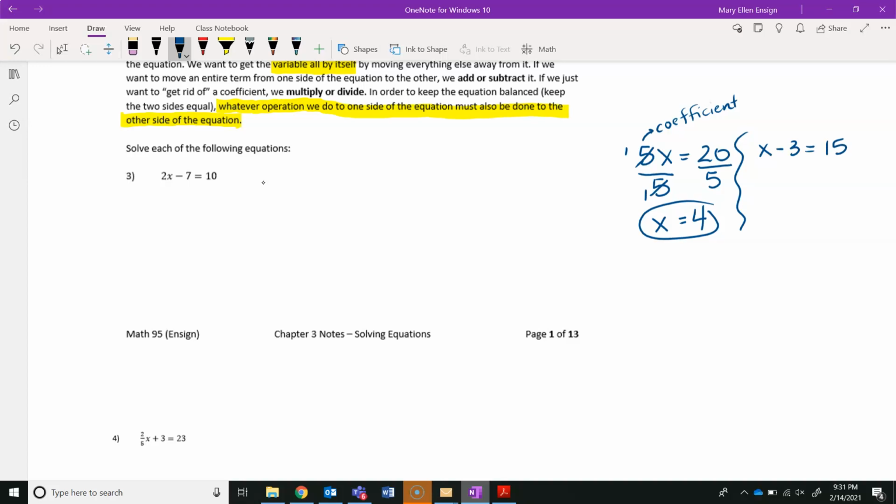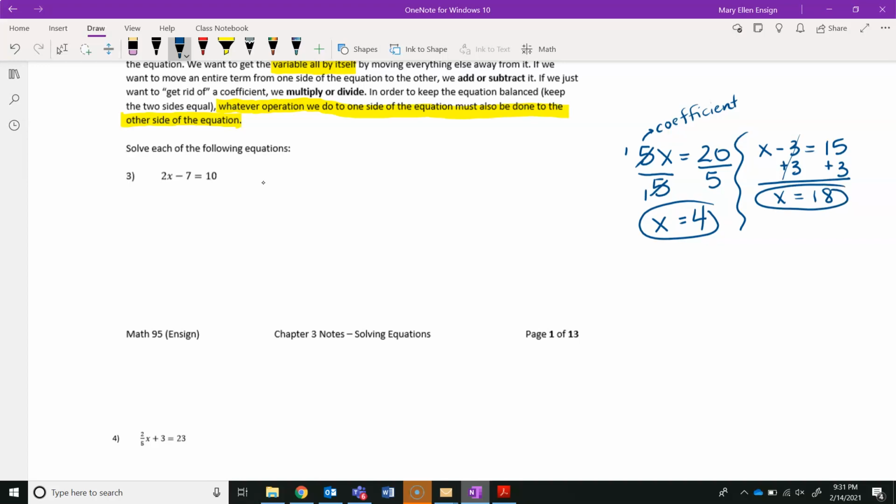x minus 3 equals 15. So I'm taking x, whatever's happened to x here, x has had 3 subtracted from it. I want to undo that. So the opposite of subtracting 3 is adding 3. So -3 plus 3, remember opposites always equal 0 when they get added together. So x is going to be 18.